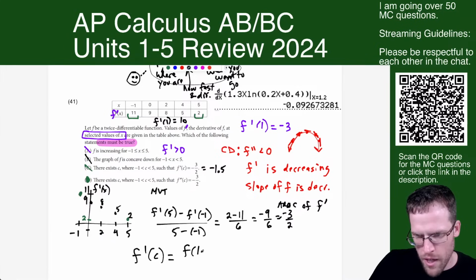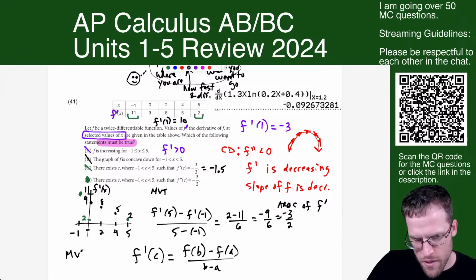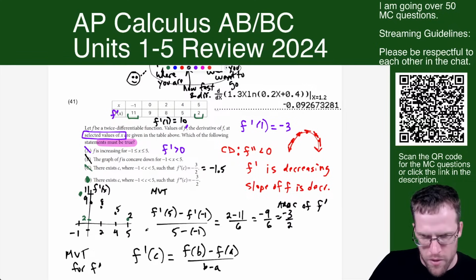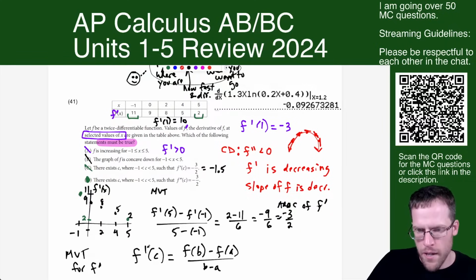But then the moment they apply MVT to a different function, it could be very tricky. But I'm going to show you MVT for f prime. When you have f, I'm going to add in a prime with a different color. If I add a prime here, then f double prime of c will be equal to f prime of b minus f prime of a over b minus a.